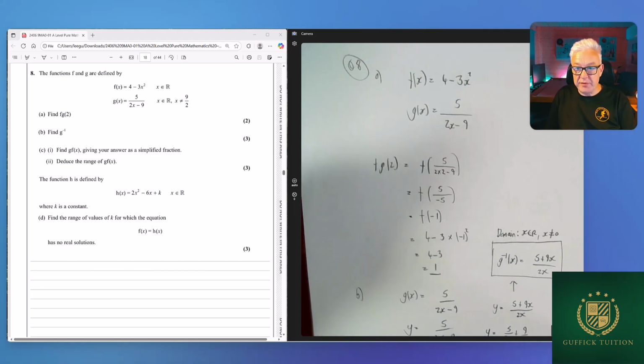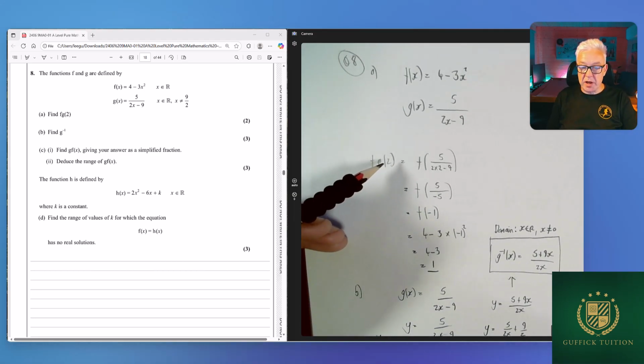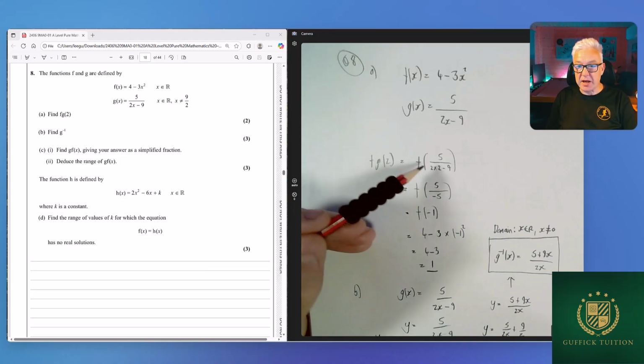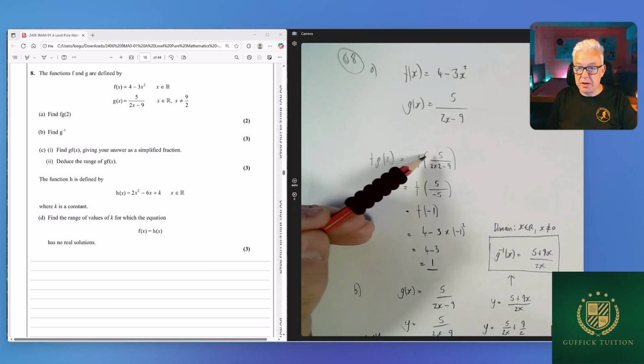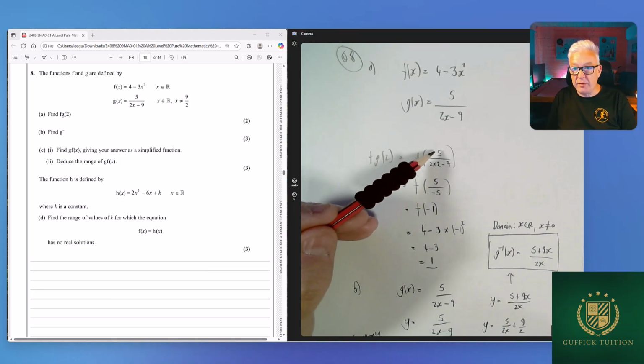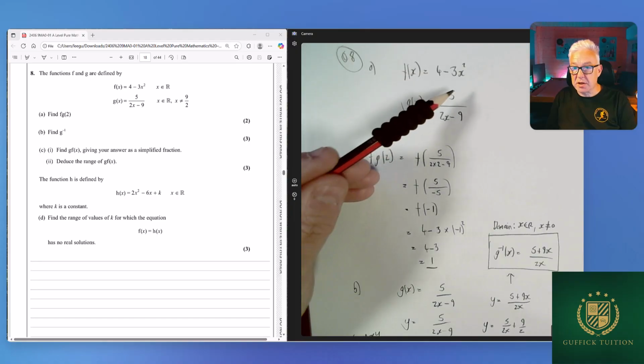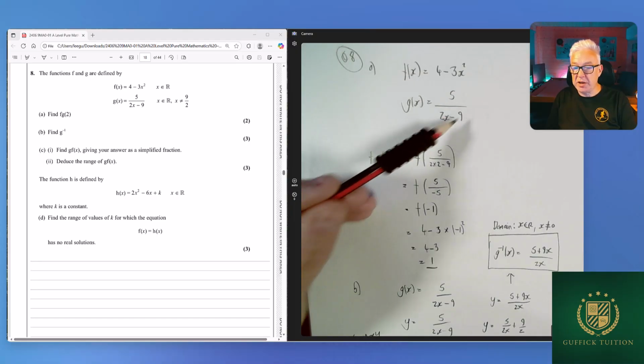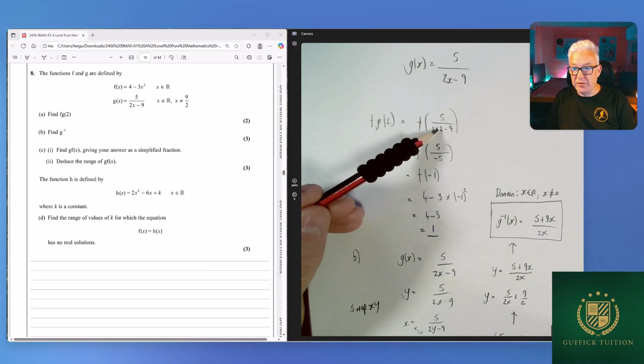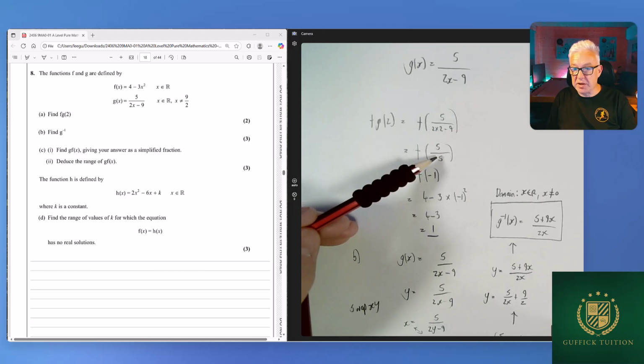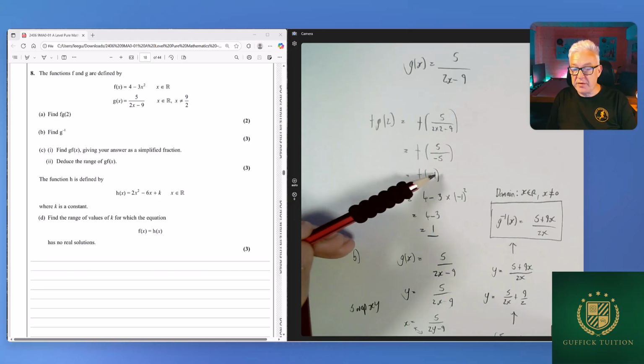So f of g of 2 just means that we're going to put 2 into g of x. So f of g of 2 is going to be g of x, but with 2 in. So it's going to be 5 over 2 times 2 minus 9. So 2 times 2 is 4, and 4 minus 9 is minus 5. So 5 over minus 5 is minus 1.